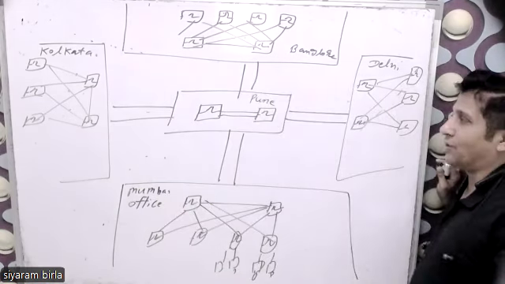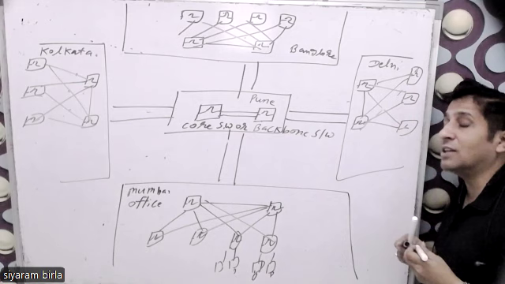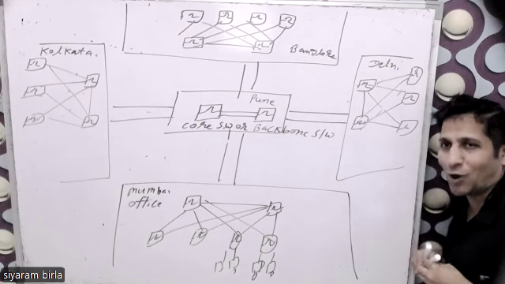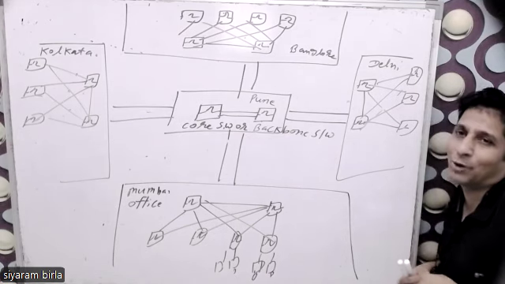Without the backbone, our body cannot communicate. Similarly, these switches are connecting all the offices. So these switches are also called the backbone switches. They are called backbone switches because they have a lot of memory and processor. So these are called the core switches or backbone switches.